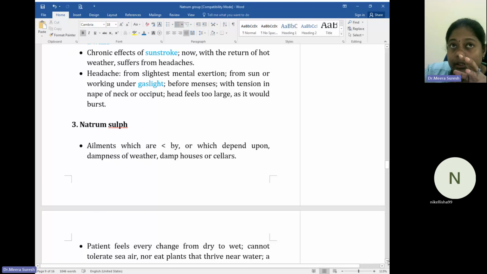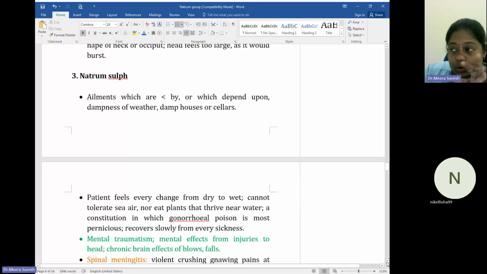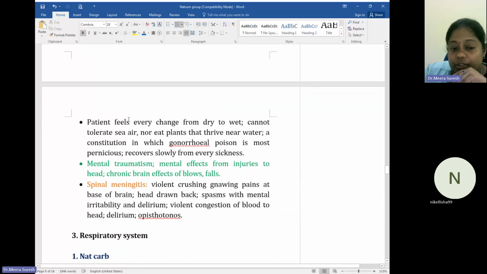And whatever I told now, Calcarea, Thuja, Aranea, and natrum sulph are very good remedies. There are still more, but these are some of the remedies that are coming to my mind now. So they have complaints from dampness of weather, damp houses or cellars. Other two, natrum mur and natrum carb, what we saw was exposure to sun, hot weather, but this is damp houses or dampness. So patient feels every change from dry to wet. They cannot tolerate sea air nor eat plants that thrive near water.